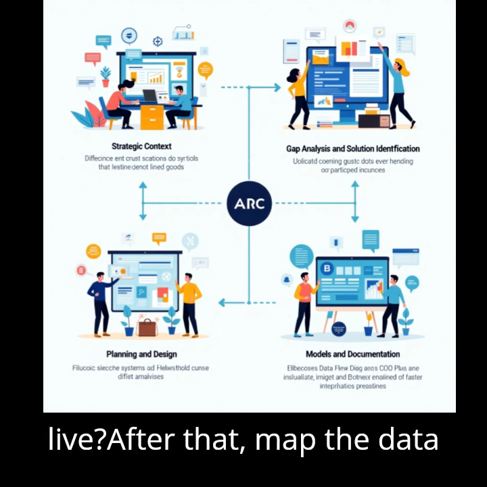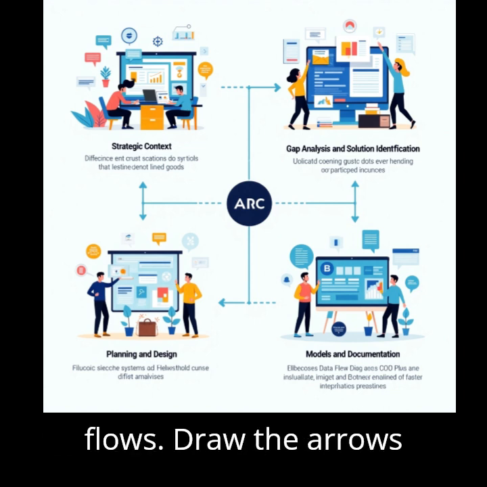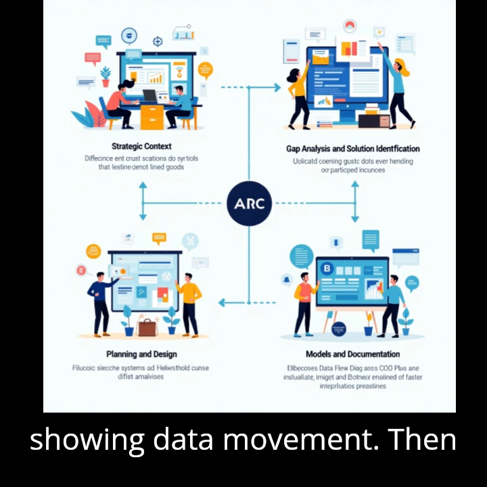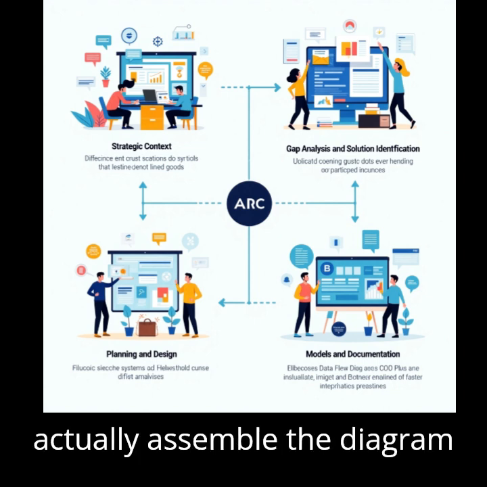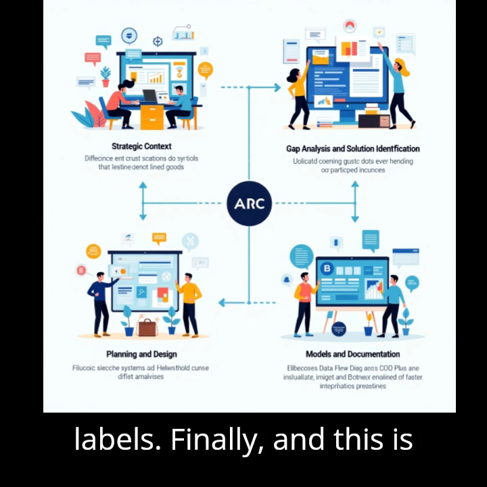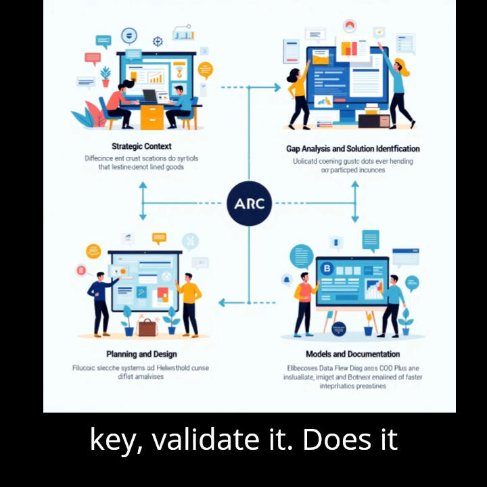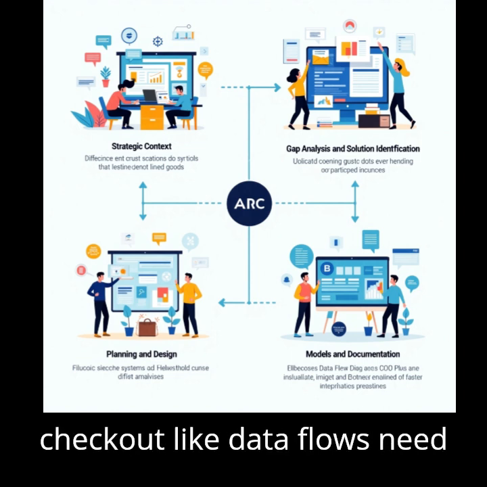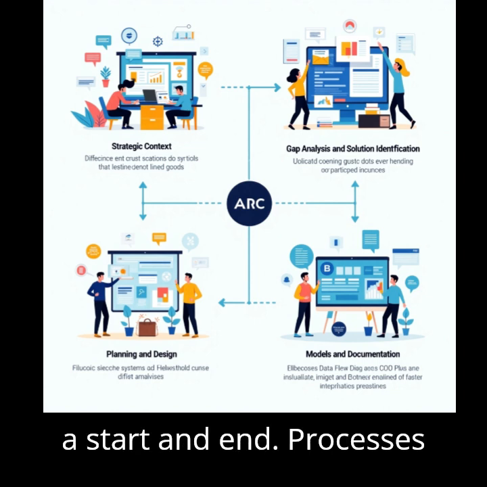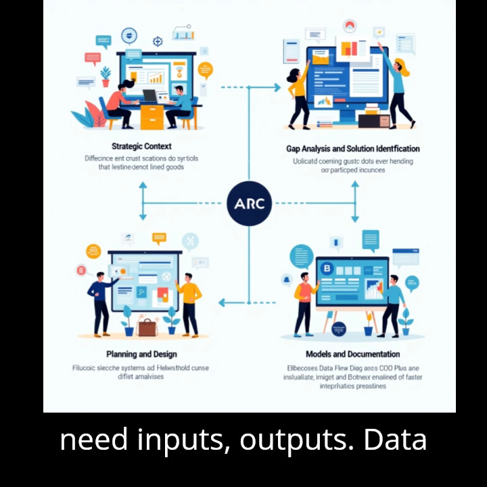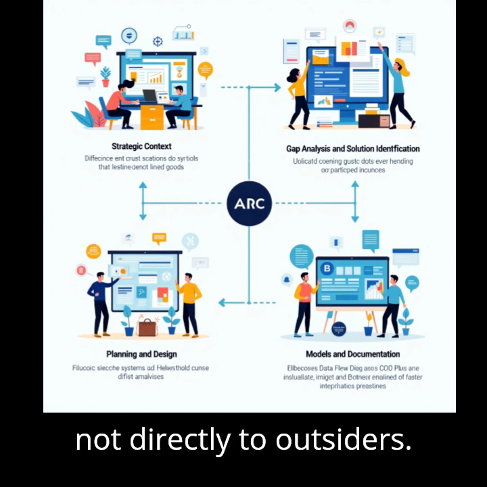Where does data live? After that, map the data flows, draw the arrows showing data movement. Then actually assemble the diagram using your chosen symbols and labels. Finally, and this is key, validate it. Does it make sense? Do the rules check out, like data flows need a start and end, processes need inputs, outputs, data stores connect to processes, not directly to outsiders.